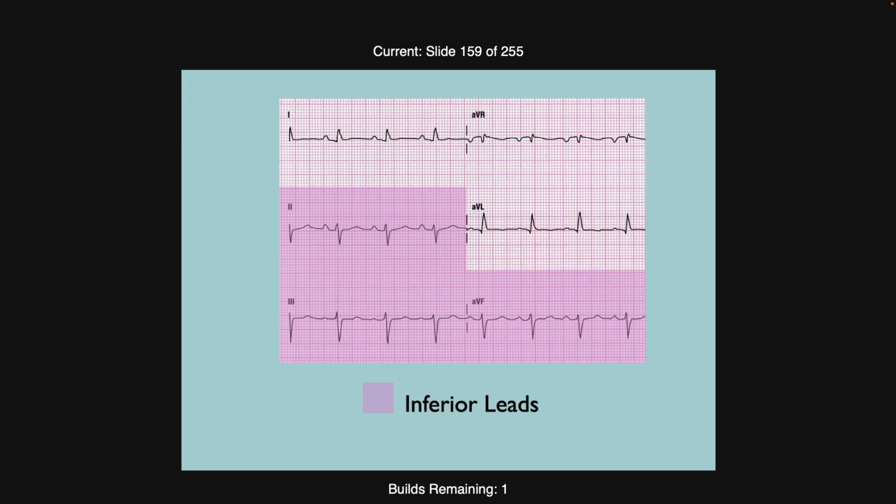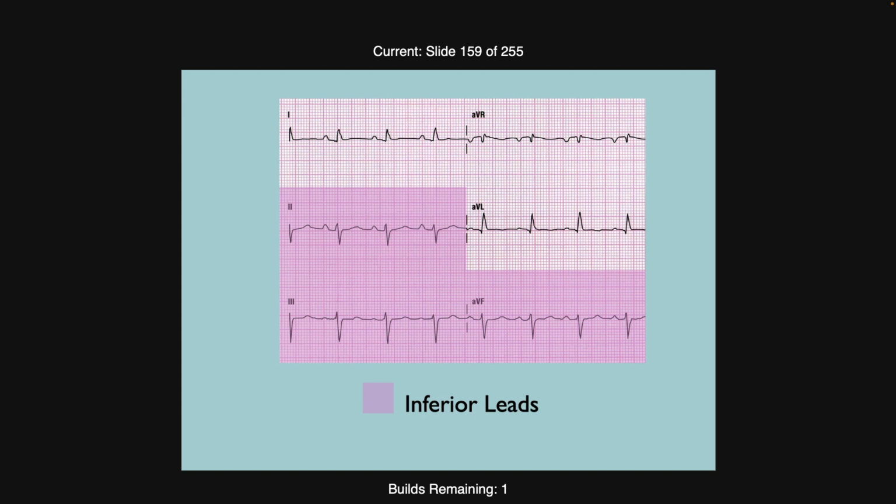Okay? So our first, the inferiors, which by next week, if I say inferior, you'll go, oh, 2, 3, AVF. Those are contiguous leads. 2 is contiguous with 3, contiguous with AVF. Meaning that if we see ST elevation, for example, in 2 and 3, those are contiguous leads. It's going to be a STEMI. I mean, there's more to it than that, but that's the beginning. Okay?